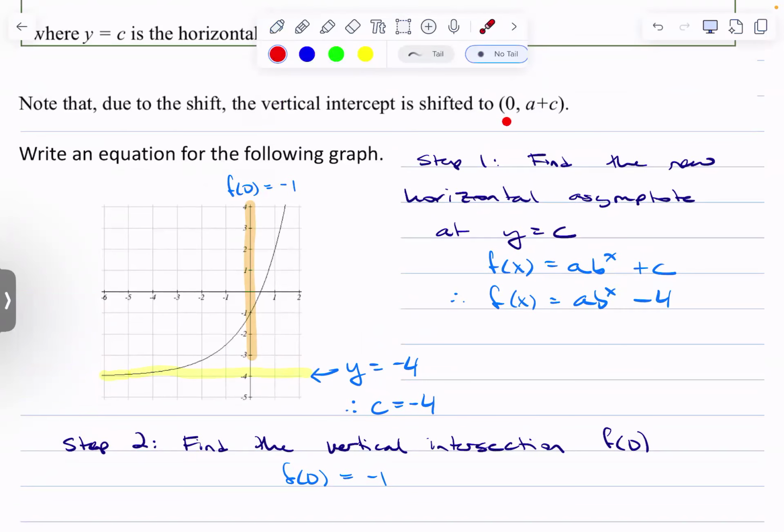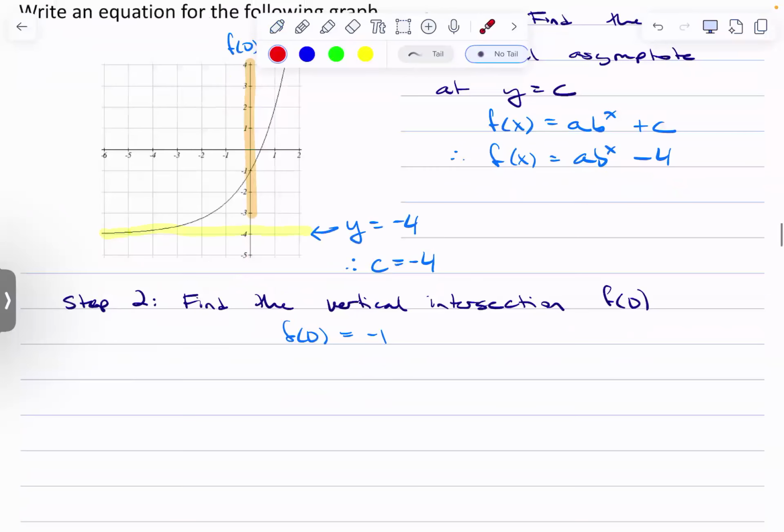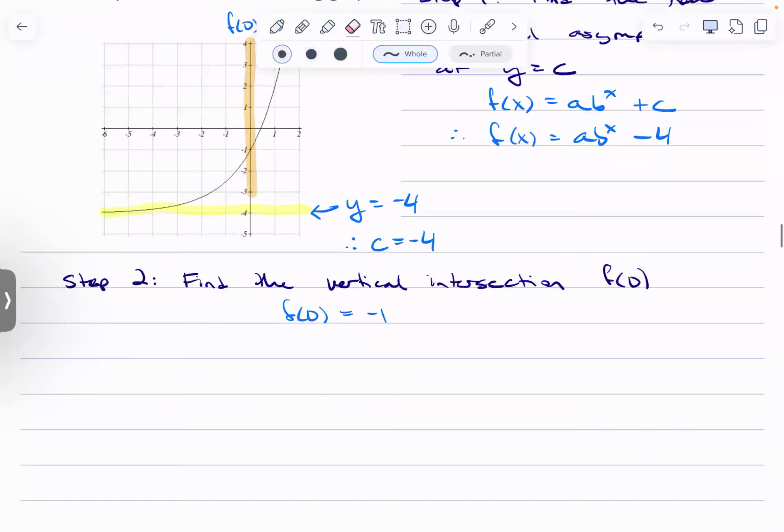We know that the vertical, I knew it sounded weird. It is the intersection, but the word I was desperately searching for is the intercept. Oops.